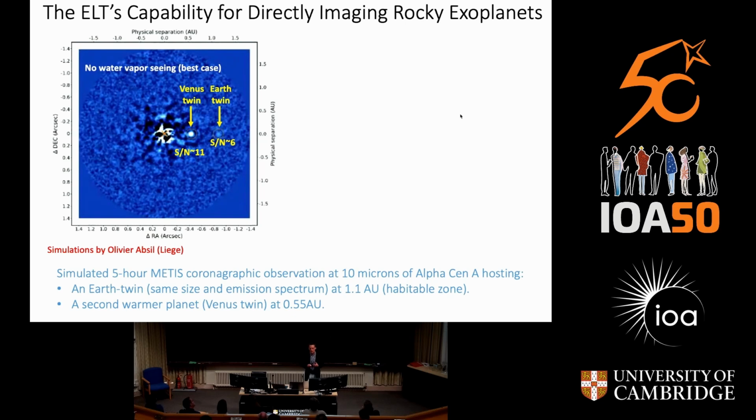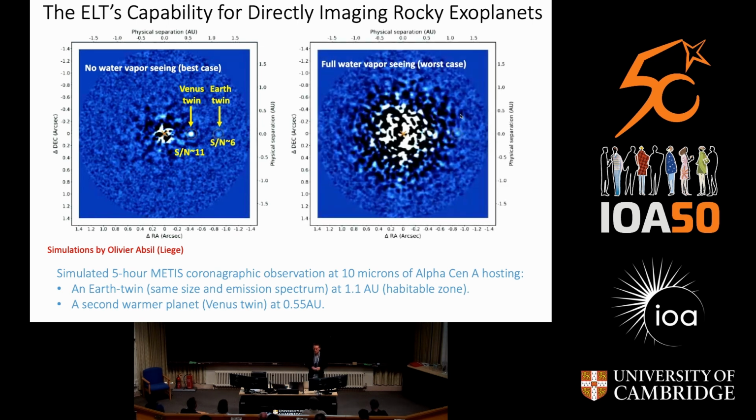So simulations that were done by Olivier Absil in Liège have dropped in a simulated Venus and a simulated Earth for Alpha Cen A in a simulated 5-hour observation at 10 microns, showing that in the absence of water vapor seeing, which is probably going to be our biggest obstacle to this, we can get fairly high signal-to-noise detections of these terrestrial planets. The worst case scenario with full water vapor seeing looks something like this. So this is kind of a best case, worst case scenario, but that's not so bad. Real life will be somewhere in between these two, and that indicates that the direct detection of terrestrial planets is potentially within reach with the ELT, which is not so far away.